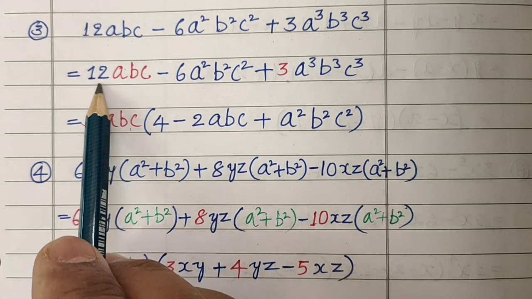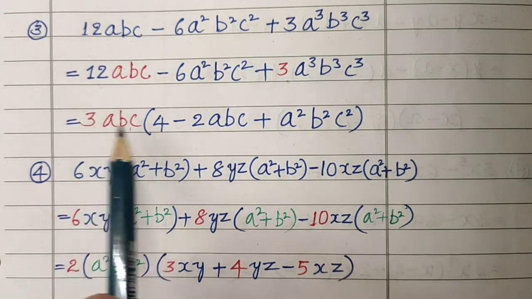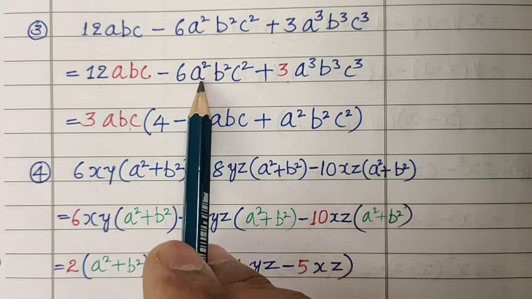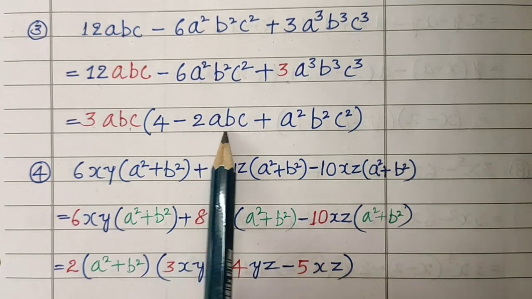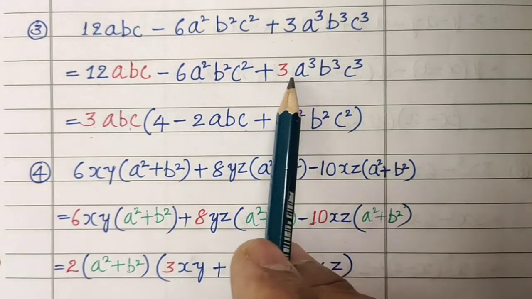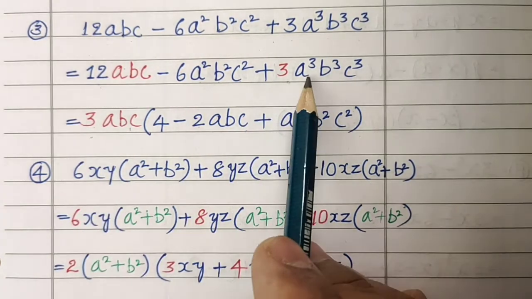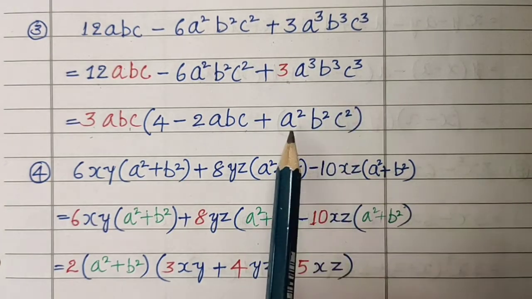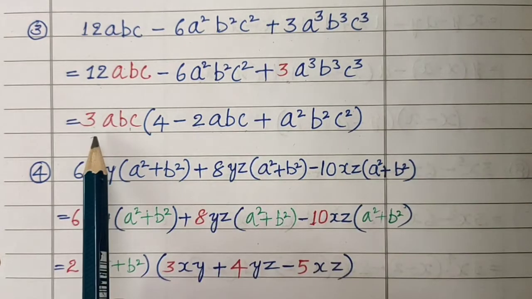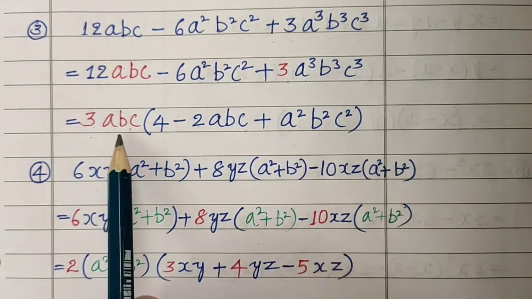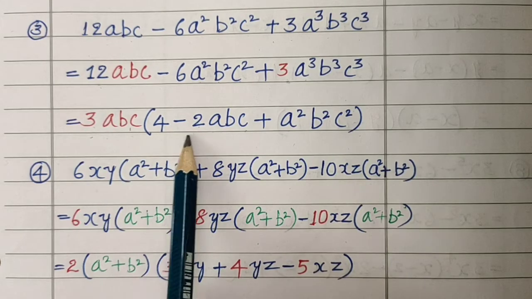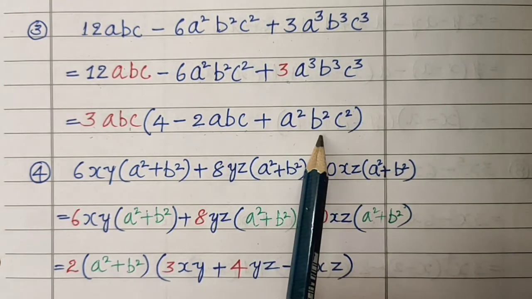When you take out 3 as common factor, 3 fours are 12. Then when we take out abc from a square, b square, c square, we are left with abc; 3 twos are 6. When you take out 3 as common and abc from this, we are left with a square, b square, c square. When you factorize this, this is what we get. We are keeping it in the form of a product: 3abc into 4 minus 2abc plus a square plus b square plus c square.